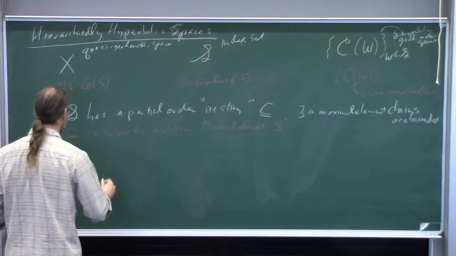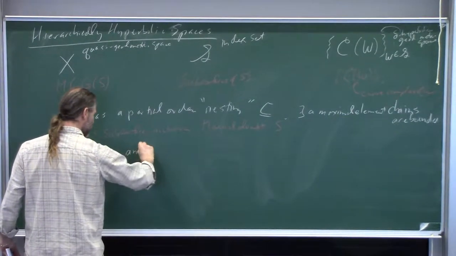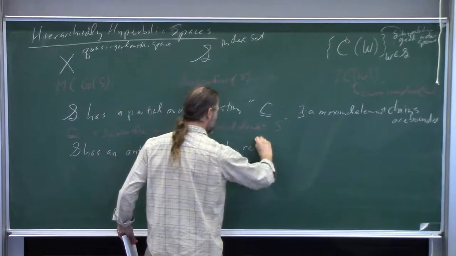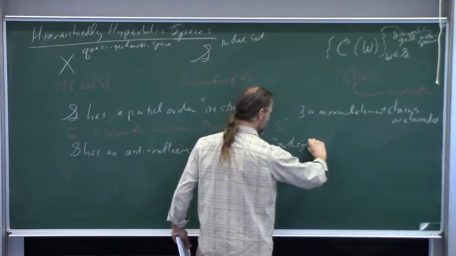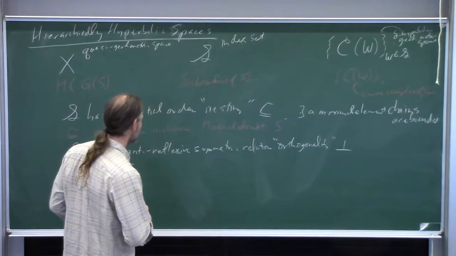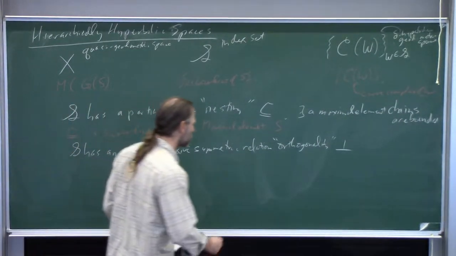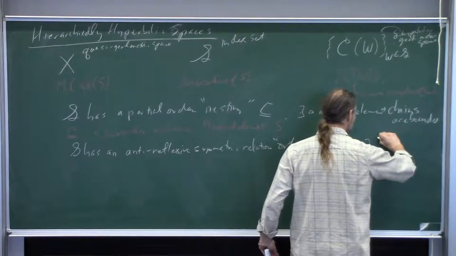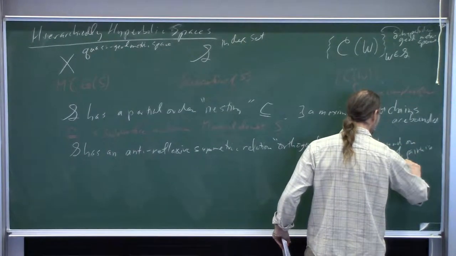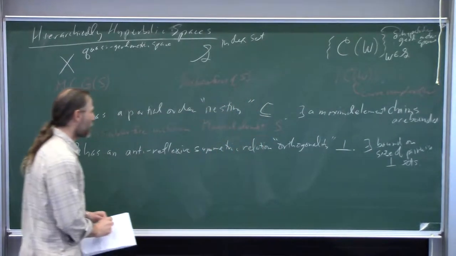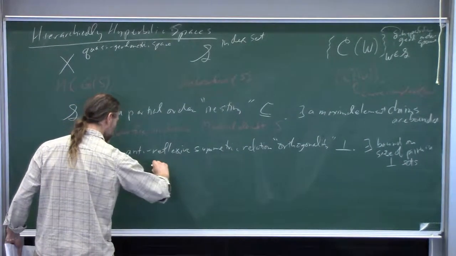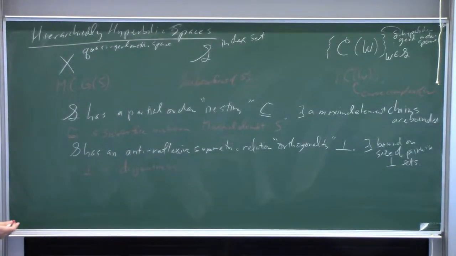And the other important relation is, so the index set has an anti-reflexive symmetric relation we call orthogonality. Okay, and we denote it by the perpendicular sign. And the property here is that there's a bound on the number of simultaneously pairwise orthogonal elements. So there exists a bound on the size of pairwise orthogonal sets. Okay, in the mapping class group, orthogonality is disjointness. And we all know the bound on the size.